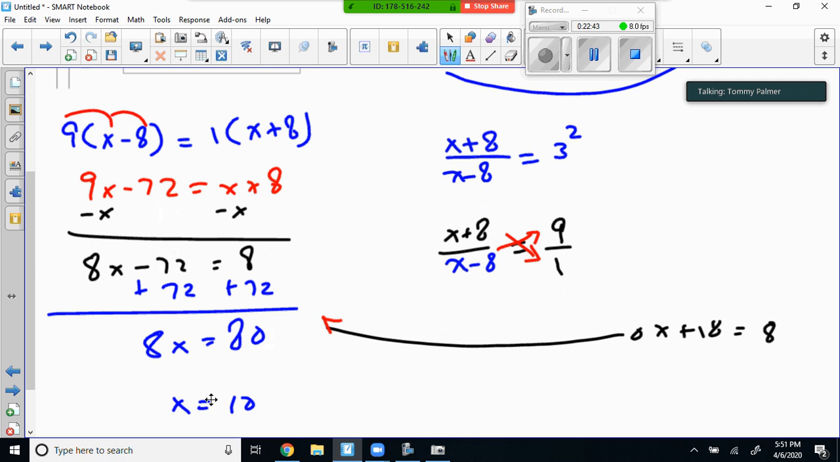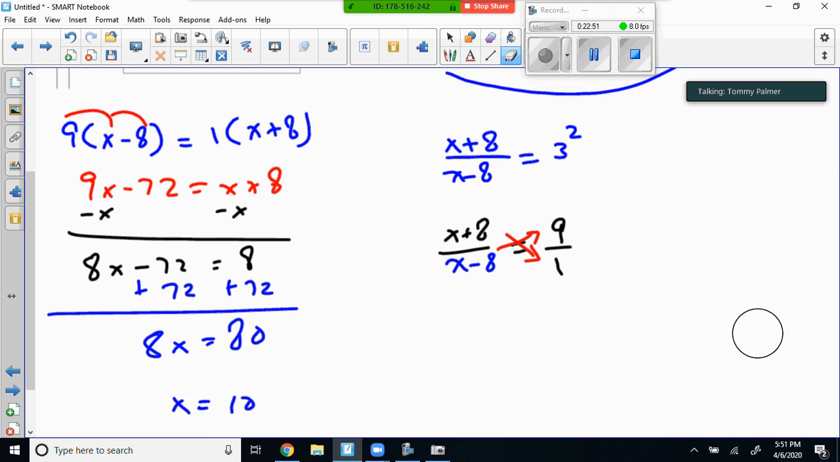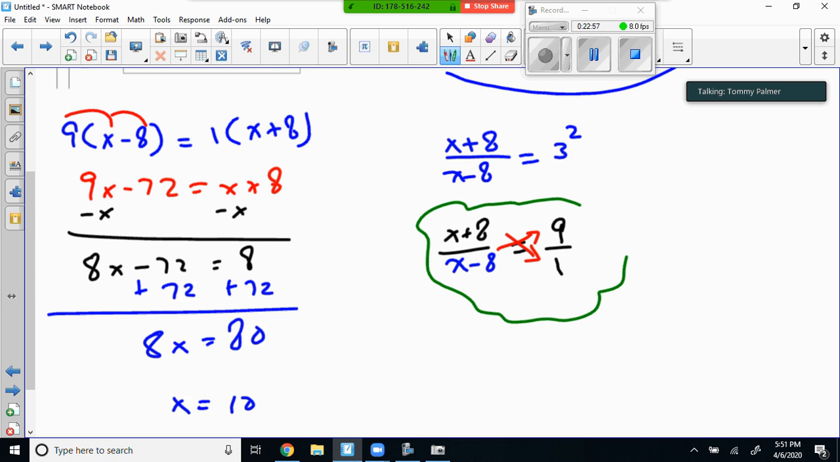x equals 10. Now that right there looks a whole heap a lot better than what I had previously. So thank y'all for letting me know I made a mistake right there and reworked it. So I took this right here and I took it up here and did the cross multiplying and then worked it straight down. Okay, so there.